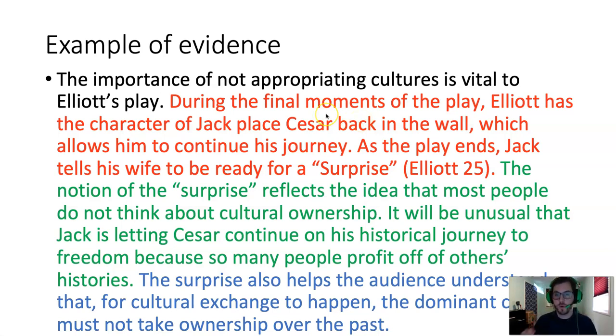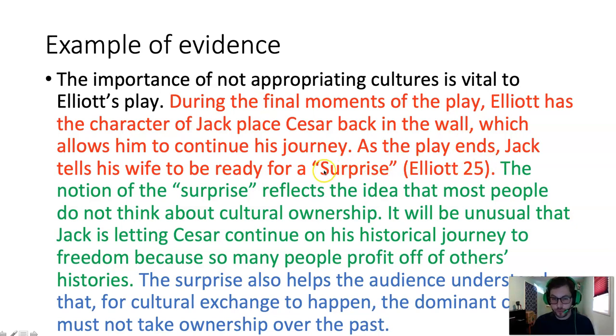Look how this author provided the context surrounding the last sentence of Elliott's play. Someone who may not have read the play, or has read the play and it has been a while since they have read it, will understand exactly what is happening due to the context provided by the author.